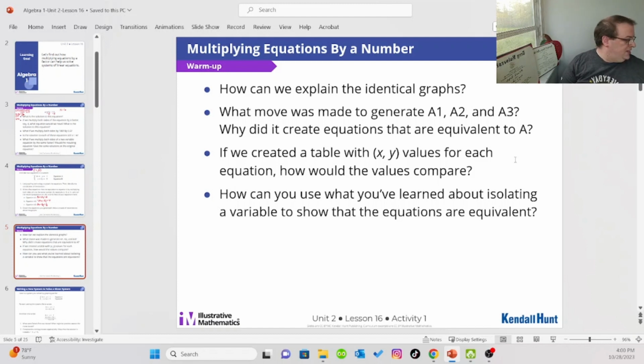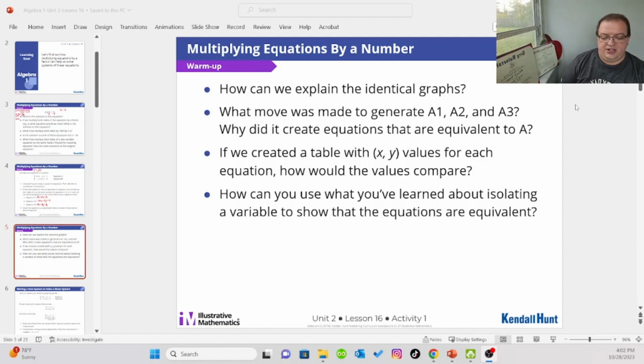What move was made to generate A1, A2, and A3? We multiplied the original equation A by the same factor on every part of the original equation A. Why did it create equations that are equivalent to A? Because all we did was multiply every part by a factor. When we would go to solve this, we would end up dividing by that same factor to get x by itself. Therefore, we would end up just recreating the exact same line.